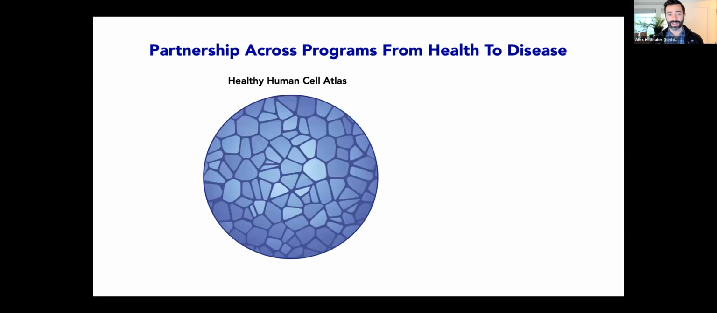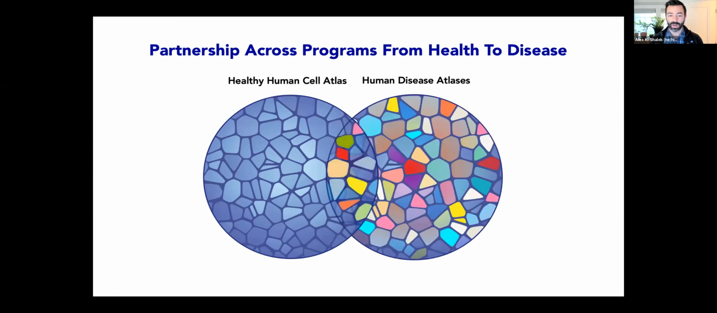So the HCA at its core is really focused on creating this healthy human cell atlas, but many of us do not just think about health, we think about disease as well. And I recognize that in many parts of the world, the idea of creating a healthy reference without a disease reference is a luxury. And so to me, they go hand in hand. And the real reason to create the healthy reference is to understand human disease, to understand what the differences are, to understand what you should be targeting.